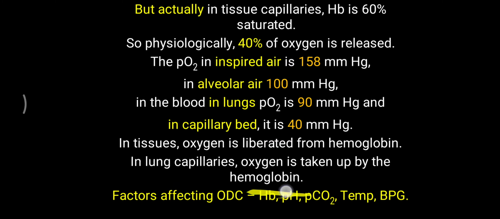So which are the factors that can affect ODC? That is hemoglobin itself, because hemoglobin is the main molecule for the oxygen dissociation curve. Second factors are the pH, partial pressure of carbon dioxide, as well as temperature and bisphosphoglycerate or 2,3 BPG. So one by one, first one, that is Heme-Heme interaction and co-operativity.